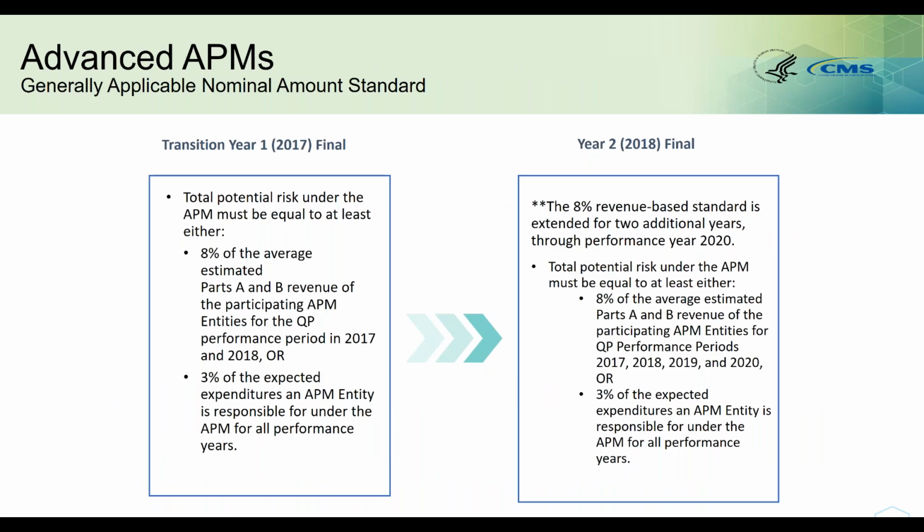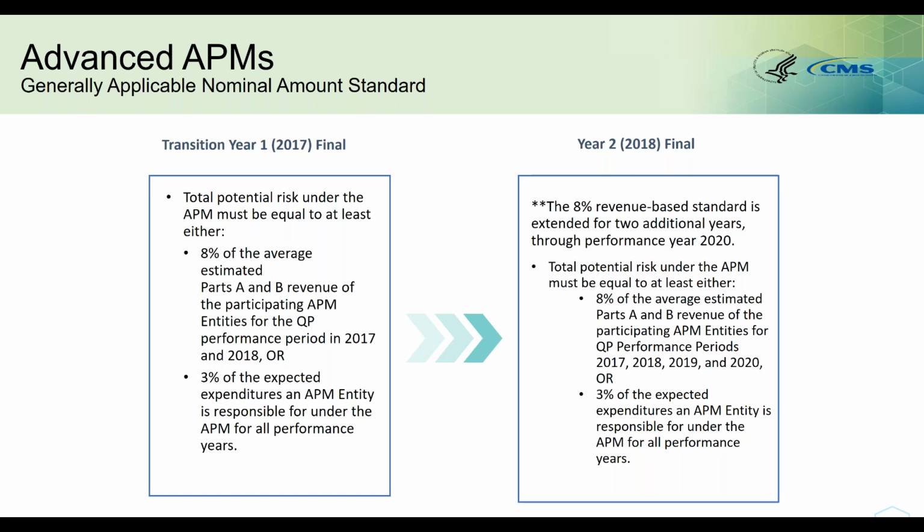Advanced APMs, again, as I mentioned before, you have to base payment on quality and cost, or total cost of care. You have to use certified health IT, and there must be a nominal risk standard. So what we finalized for the first year of the program was that the total potential risk must be at least 8% of Part A and B revenue, or 3% of the expected expenditures that an APM entity is responsible for. We maintained that standard through 2020.